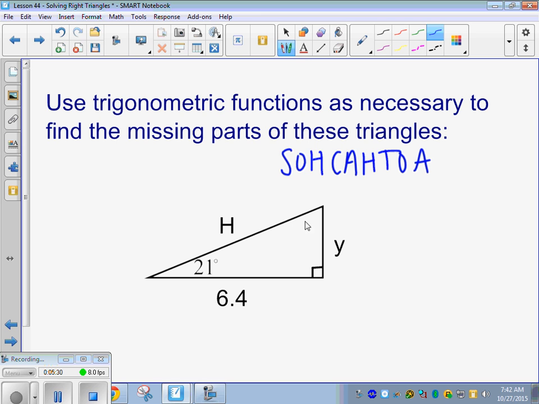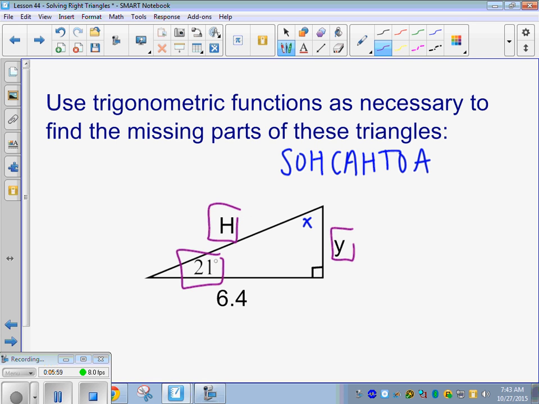We should probably have a variable here because we do need to find that missing angle. So we have to find every missing angle and every missing side. Do we need trig functions to find the missing angle? Not in this one, but we could use a trig function. So this time, you guys, I'm going to use a trig function to find the missing angle just for fun. Okay? But let's start by finding y and h using this angle that's down here, 21.